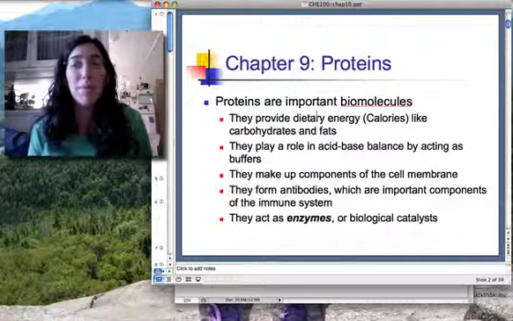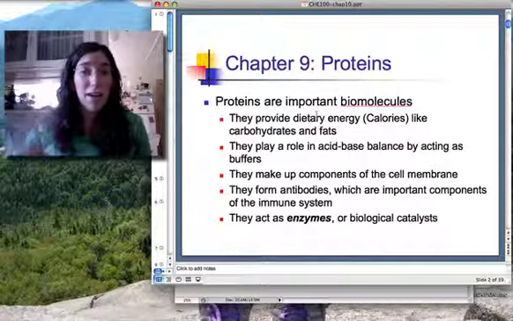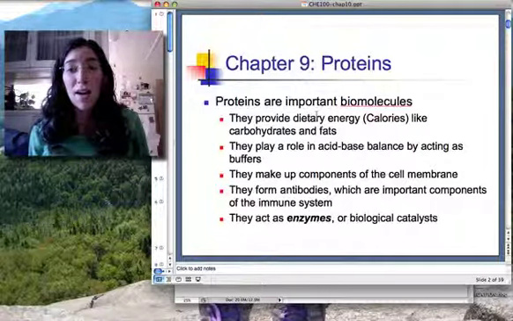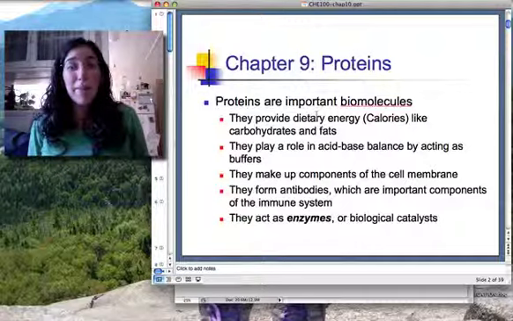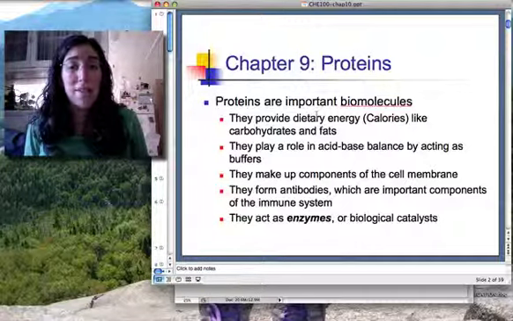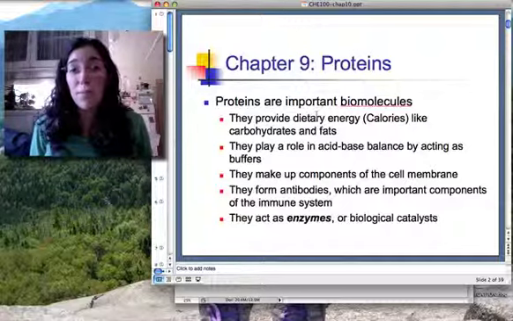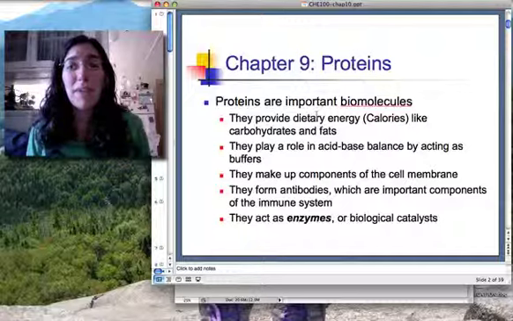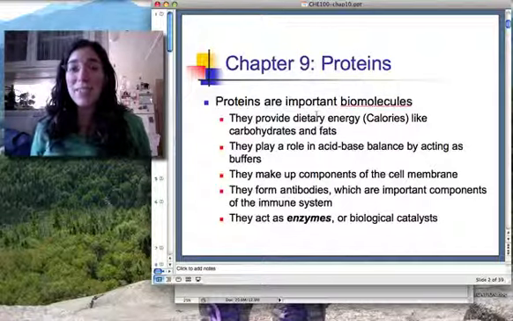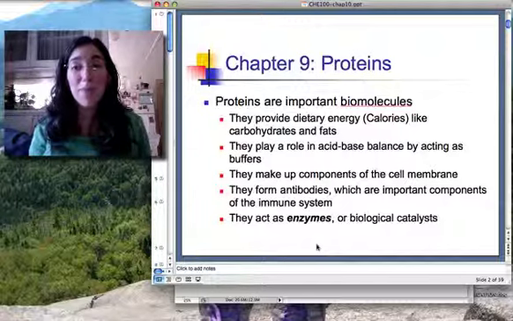They make up components of the cell membrane. They make up transporters, things that let glucose in and out of the cell and other nutrients. They form antibodies, so they play an important role in the immune system because antibodies are very important in immunity, and they are composed of protein. And then finally, but not lastly, they form enzymes.